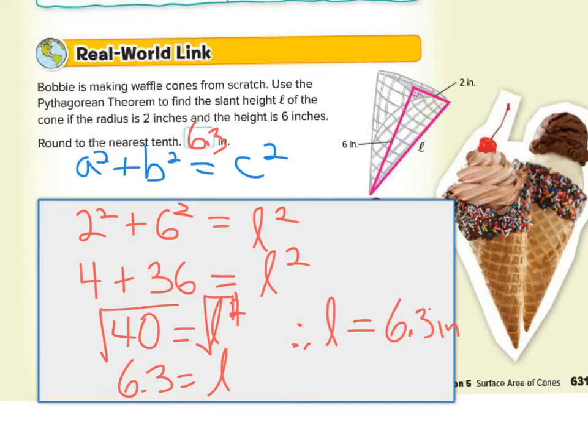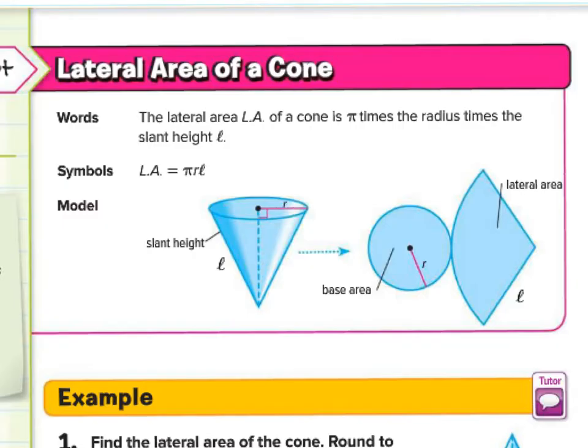Okay, now let's look at the key concept. And this is our main point for the whole lesson. So lateral area of a cone. Essentially what we're looking for is we want to take a cone and cut it down and open it up so that we can see what it looks like when we look at the lateral area. The lateral area means the side area from the bottom to the top, or vice versa.